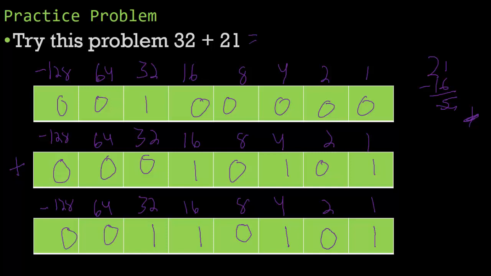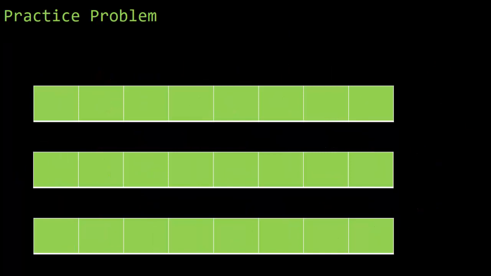Now, 32 plus 21 is going to be equal to 53. Yes, it is 53. So we have 1 and 4, which is 5. And then we have 32 and 16, which is 48. 48 plus 5 is 53. So we know that that answer checks out. Our binary arithmetic worked. Let's move on to another one.